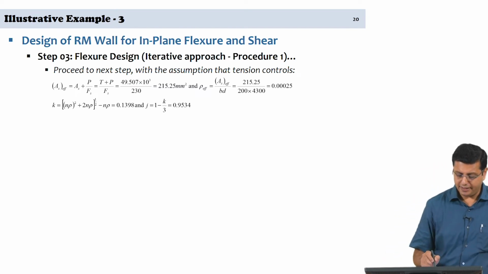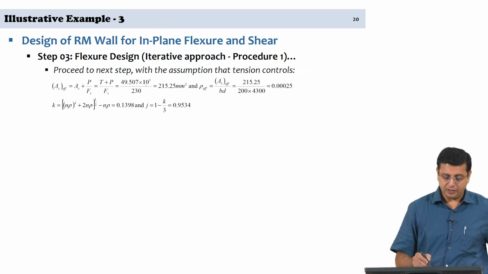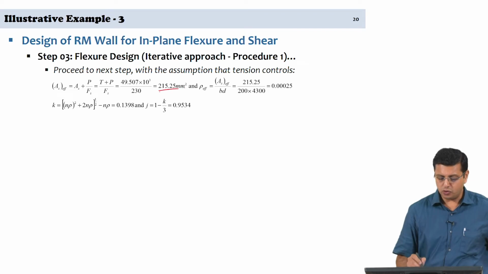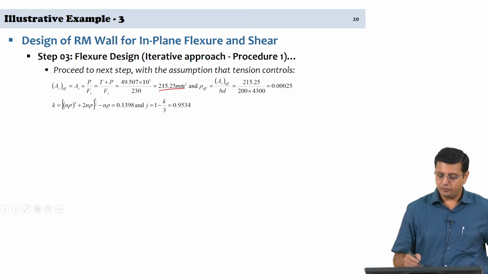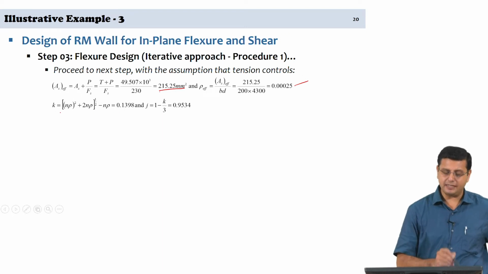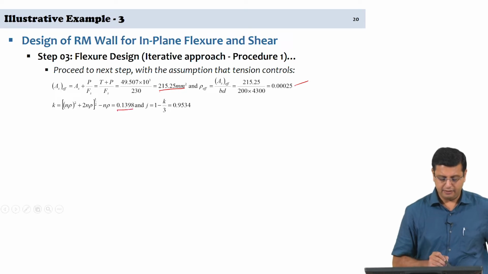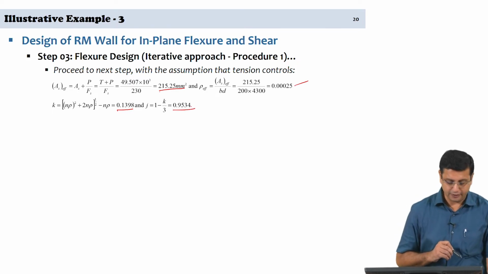So, we get an estimate of T plus P as 49.5 kilonewtons divided by Fs 230 MPa, and AS effective is of the order of 215 millimeter square, from which the percentage of steel is estimated, and with the percentage of steel rho effective estimated, we estimate K from the quadratic expression, and an estimate of K is derived, and an estimate of J as 1 minus K by 3 is also derived.